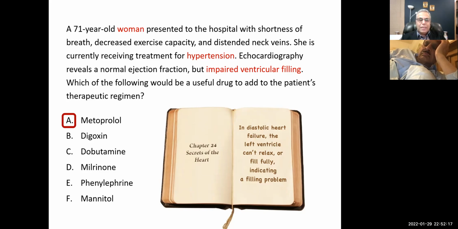So this means that because of the slowing of the heart rate, increase of the time of diastole, the heart will fill more than it was without beta blockers, and the end diastolic volume will increase. So theoretically, that is the answer, okay?